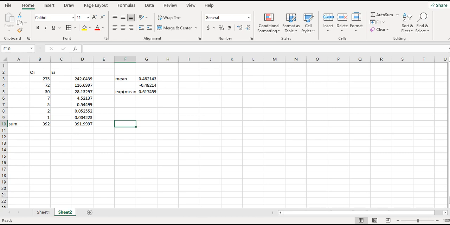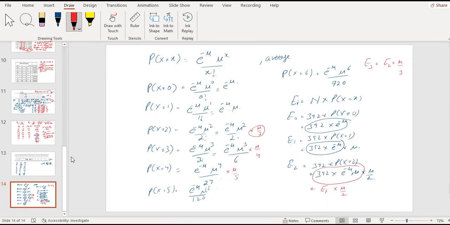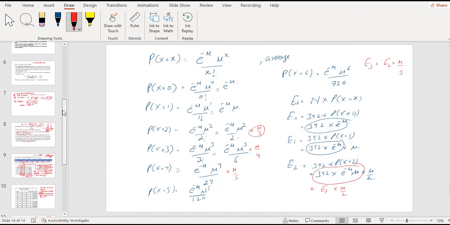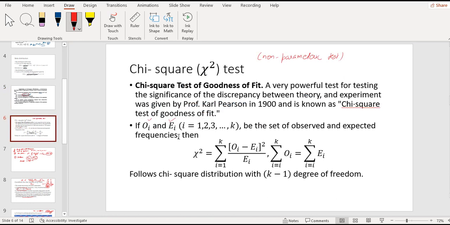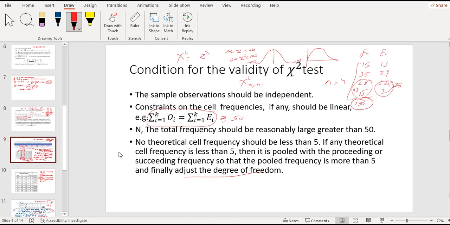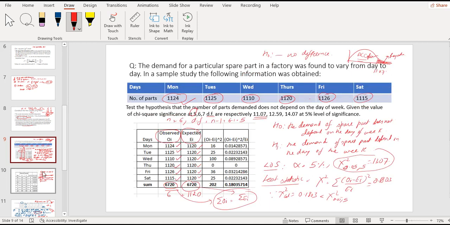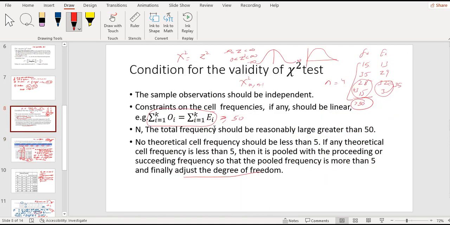than 5, because if you remember, when we discussed the condition under which we can apply the chi-square test, the condition is given here that none of the cell frequency should be less than 5, right? So if any cell frequency is less than 5, in that case we need to pool the frequency with the preceding or the succeeding one, so that the cell frequency should be greater than or equal to 5.